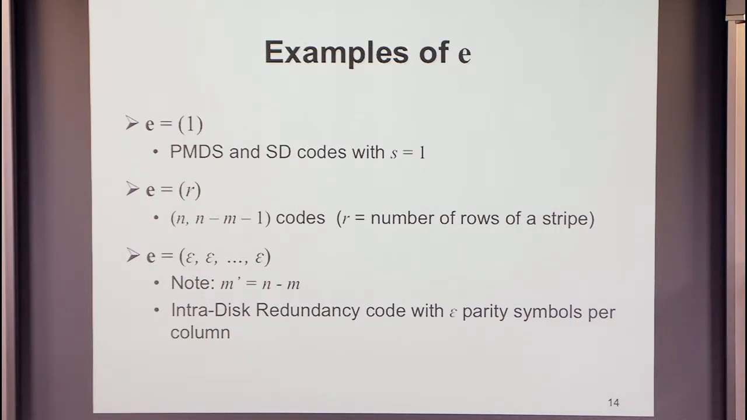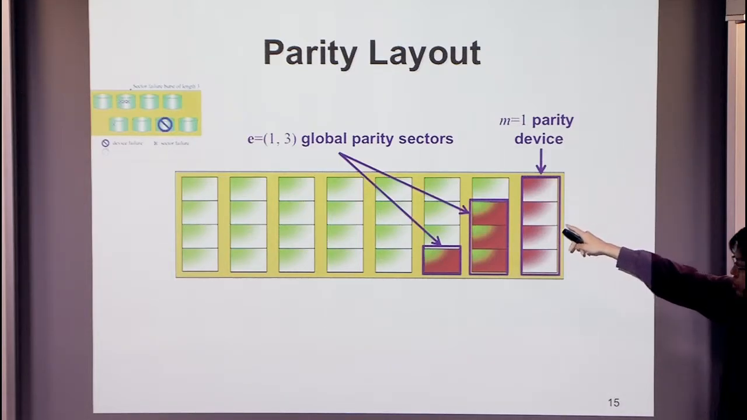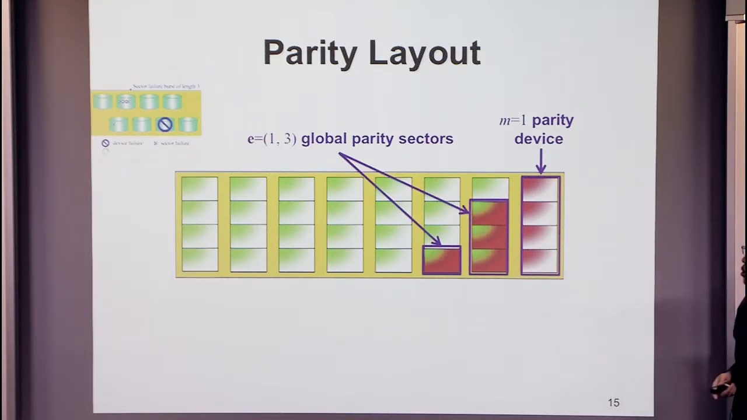So basically, you can come up with different E, and you can construct the code accordingly. Now, we don't advocate any particular E, so that will be the future work: what should be the right E when we construct the code? Now, suppose that we know this E. So the question is, how do we generate these parity symbols? Now, what we want to do is we want to have a stripe where we have one parity device, and also we reserve some space to store this 1-3 global parity sectors.